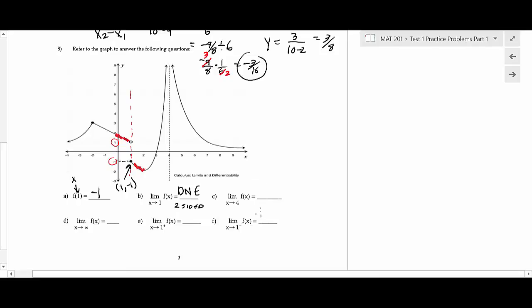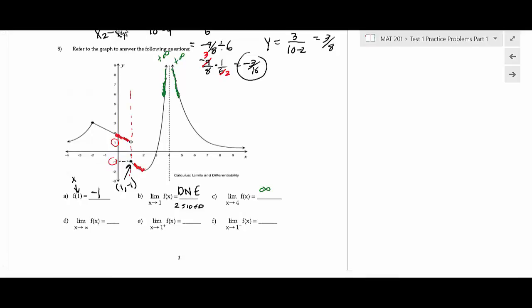Okay, now we're looking at the limit as x goes to 4. So we're looking at this vertical asymptote. The left-hand limit on this clearly is just going to go up to infinity. The right-hand limit on this side of the graph is also going to go to the same place. So we can say on this that the answer is just infinity.